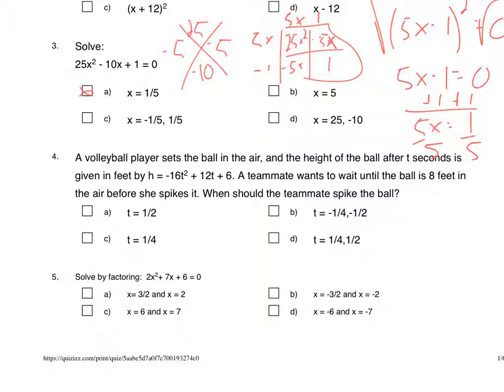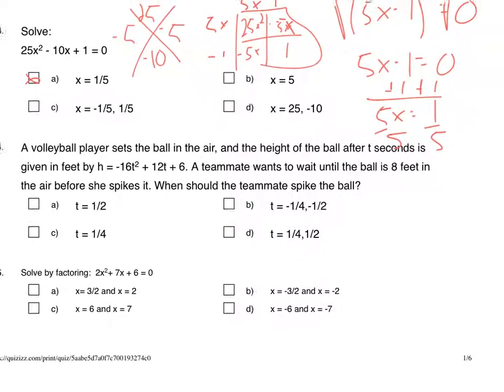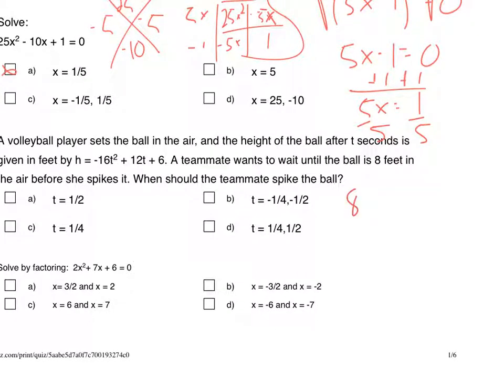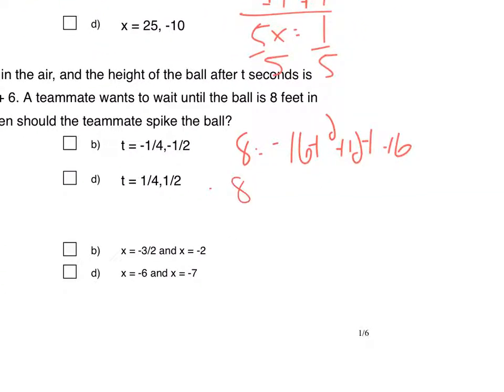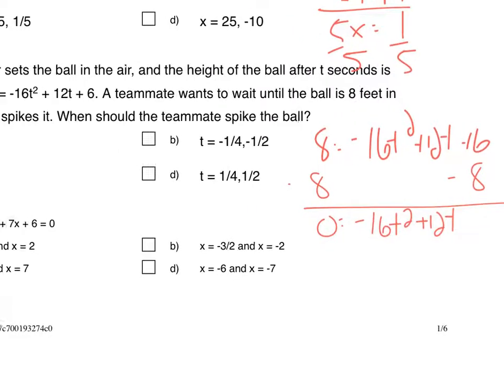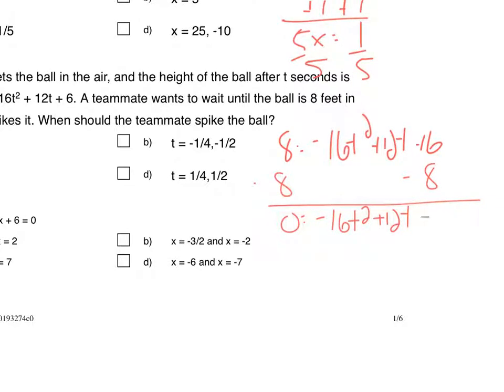On this, our equation's fully filled in. And then the 8 feet, remember the h in our equation is your final height. So then our equation is going to be 8 equals negative 16t squared plus 12t plus 6. And then we want to get it set equal to 0, so we subtract 8. And you get 0 equals negative 16t squared plus 12t minus 2.